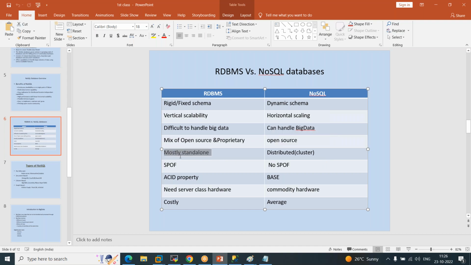RDBMS is mostly standalone, whereas here it is distributed. To get the benefit of NoSQL, I mean a NoSQL product, you need to run in a cluster environment to get parallel writes and parallel reads when the data is big. Single point of failure: one data file is gone. Out of 100 data files you have, if one data file is corrupted, the entire database is down, whatever the size, doesn't matter. Here, there is no single point of failure. Though one shard is down, other shards are still operational and will respond with whatever data is available in the online replicas. In fact, ACID properties, BASE properties, I did not finish yet.